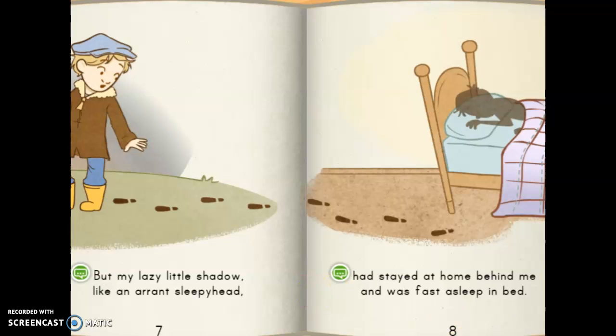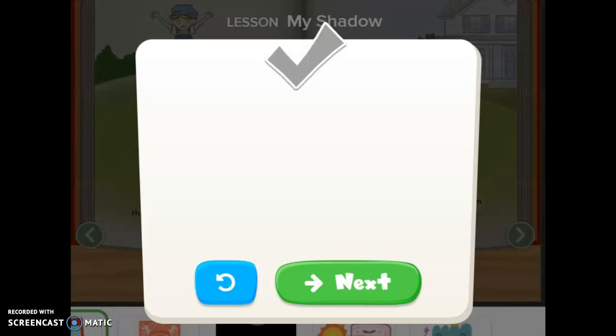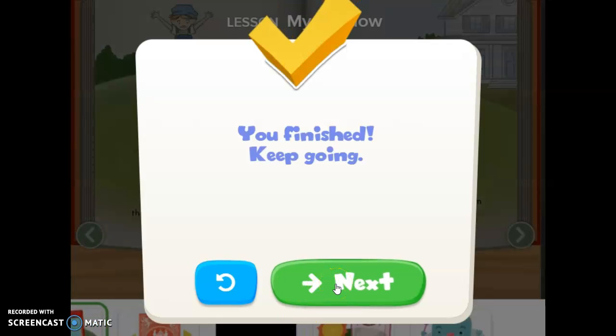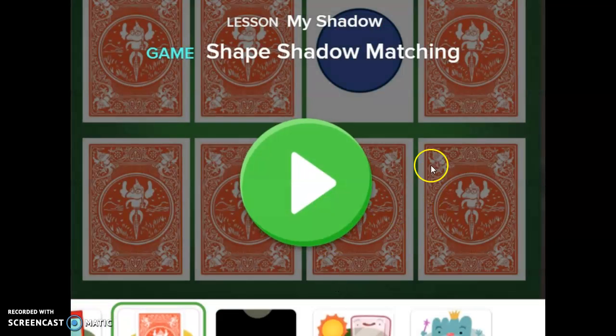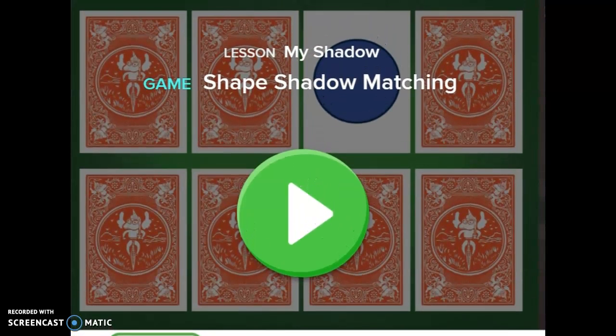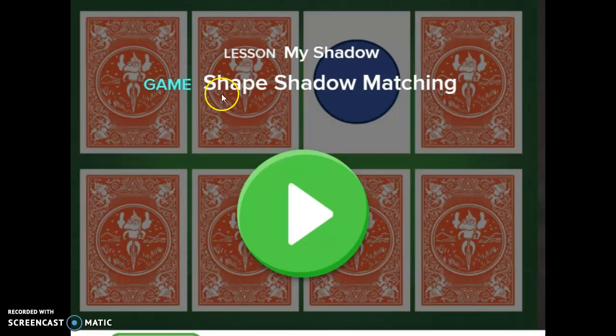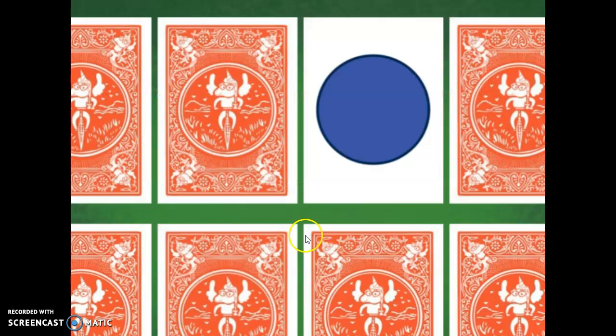Okay, so next we are going to play a shadow game. That's the end of the story, and we're going to play a shadow game. In this game, we are going to match the correct shadows. For example, this is a shadow of a circle. And later on, we are going to click two cards and see which one is the shadow of the shape. Okay, are you ready? Good job.